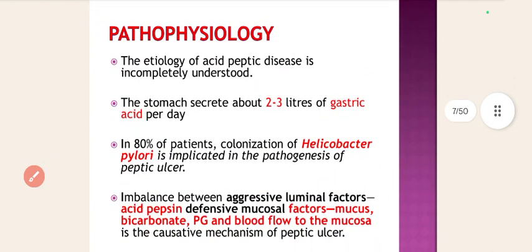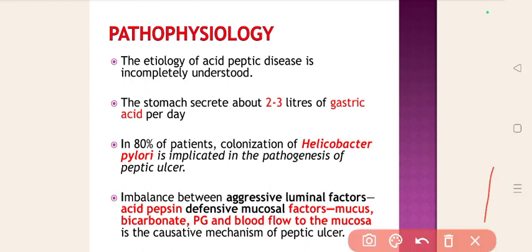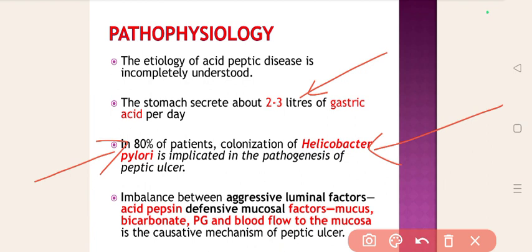Okay, so these are the different types of cells which are present in the gastric pit. Now what is the pathophysiology? The etiology of the acid peptic disease is incompletely understood. It is not very well understood. The stomach secretes about 2 to 3 liters of gastric acid per day. But in 80% of the patients, colonization of H. pylori is implicated in the pathogenesis of peptic ulcer. H. pylori, Helicobacter pylori, is responsible for 80% of cases. Okay, because there is a colonization of the H. pylori in the gastric mucosa.